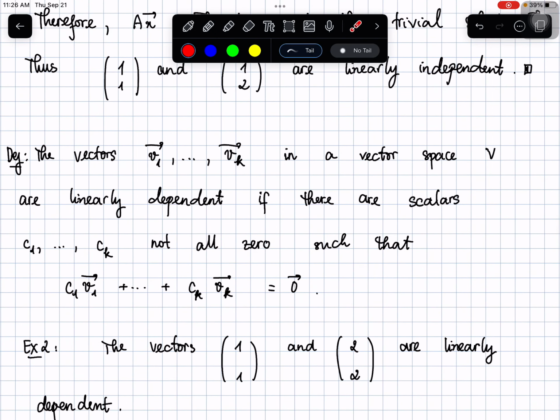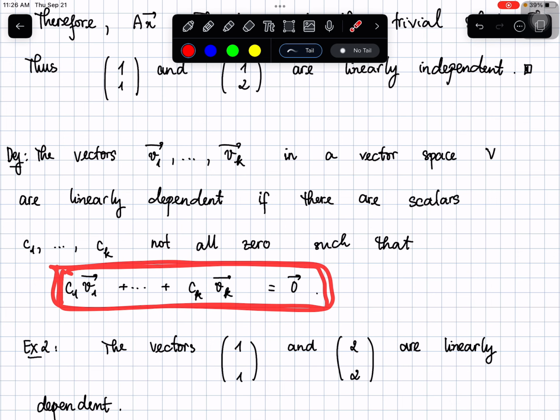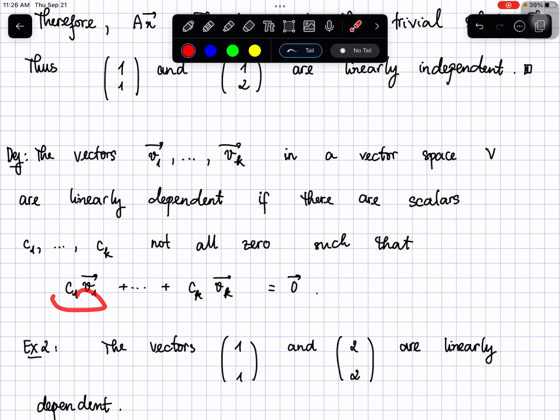So we also have the definition of linearly dependent. The vectors v1 to vk in a vector space V are linearly dependent if there are scalars c1 to ck not all zero, such that c1 v1 plus ... plus ck vk equals 0. So this just means that this system has a non-trivial solution, right? If we are given the vectors v1 to vk, we need to check whether there are scalars c1 to ck not all 0, such that we have this equality.